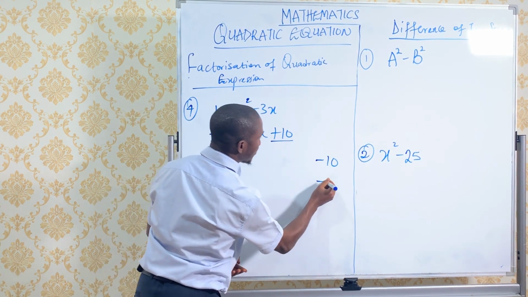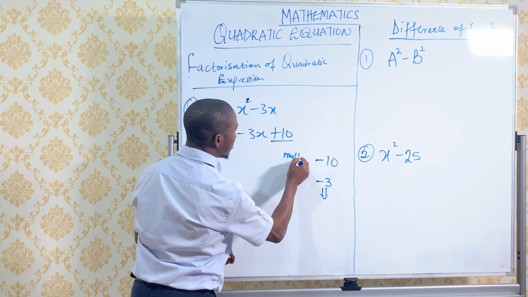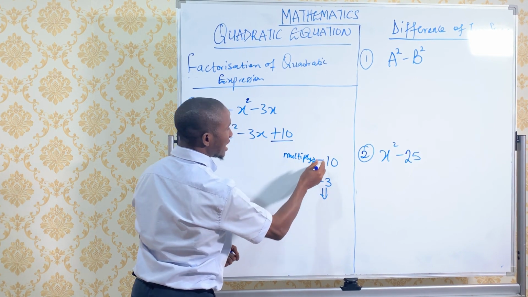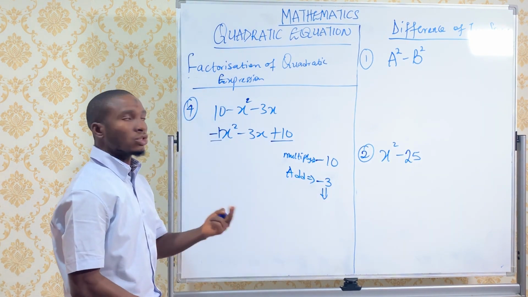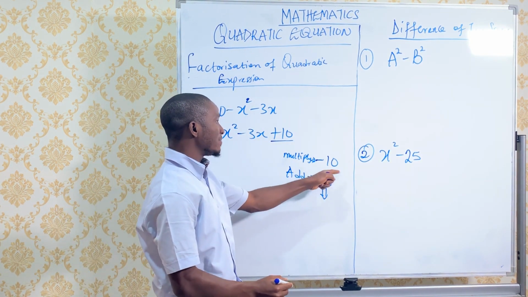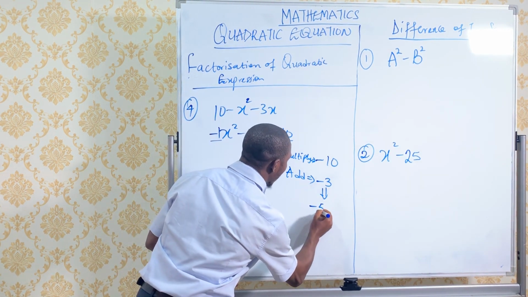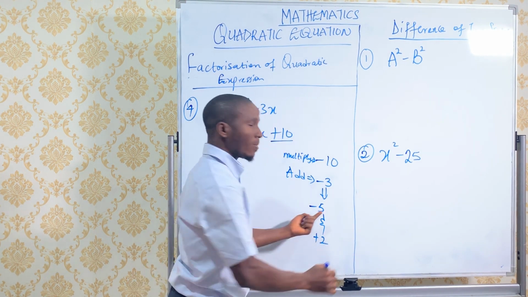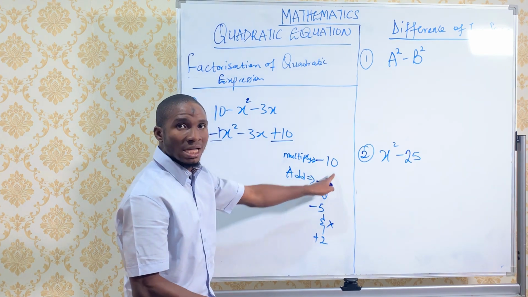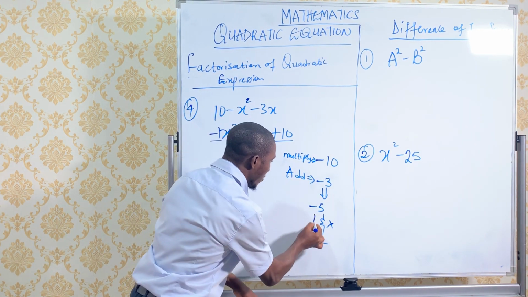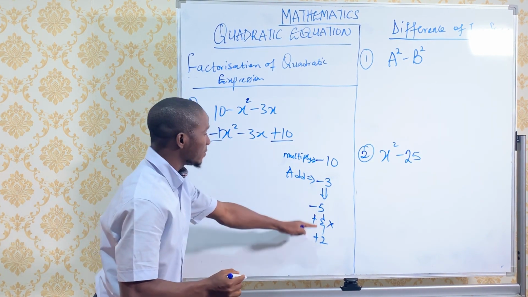Then minus 3. Now, you think of two numbers that when you multiply them, you get minus 10, and when you add them together, you get minus 3. The numbers are minus 5 and plus 2. Because minus 5 times plus 2 gives us minus 10, and minus 5 plus 2 gives us minus 3. So the factors are minus 5 and plus 2.